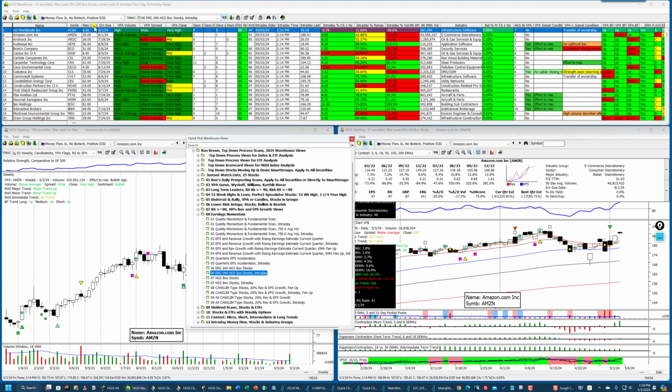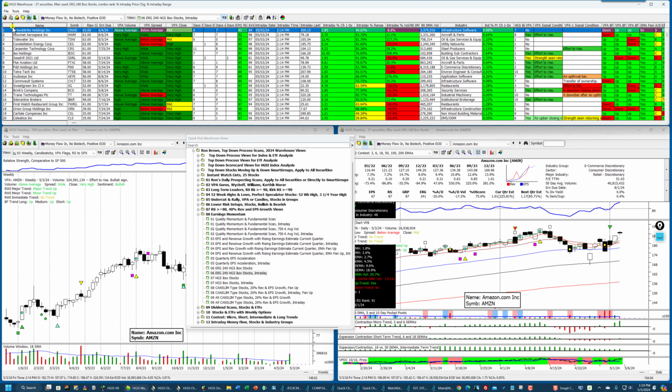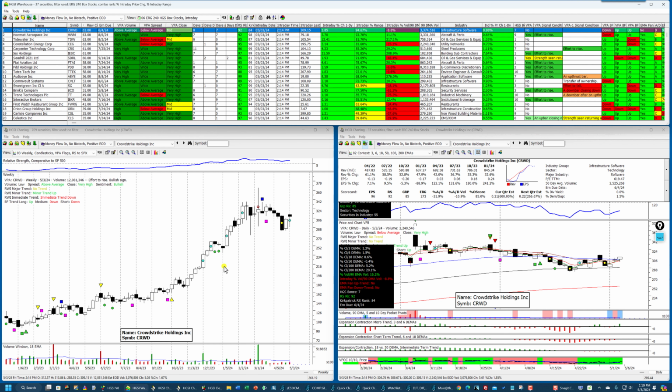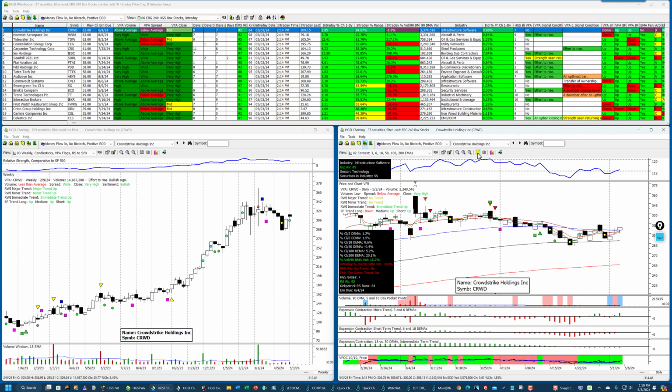What do we have here? CrowdStrike Holdings. I think they just maybe reported, not sure. Let's look at the weekly chart. Has been strong. Look at that, a test, confirmation, effort to rise, no supply, effort to rise. Then a long-legged doji, it pulled back for a few weeks, and then an inside candle, effort to rise candle today.